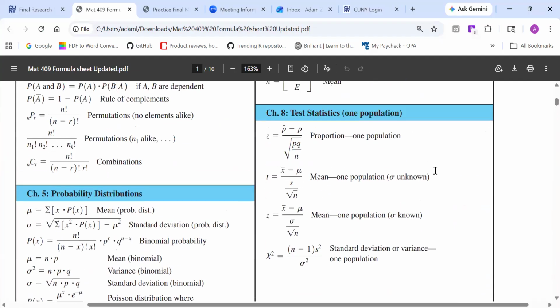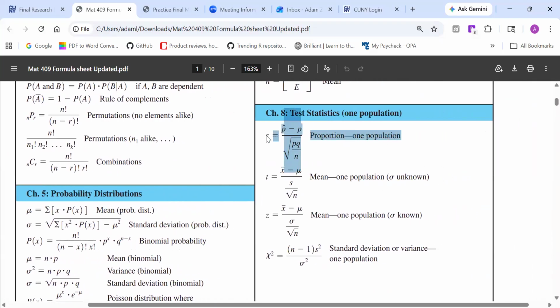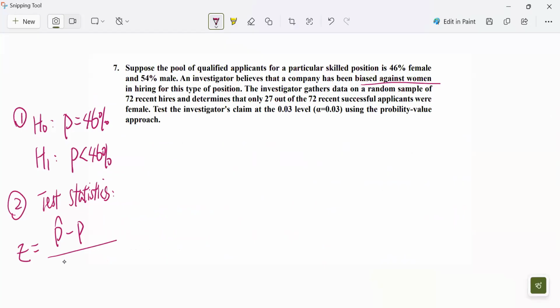Then we are using this formula here. Proportion, one population, so I'm using the z-score formula. This turned out to be the square root of P times Q over sample size. P hat is a sample proportion. So we look into the random sample of 72 recent hires, and that means sample size is 72. And so the P hat for this sample, the percentage of female applicants being hired, is 27 over 72.